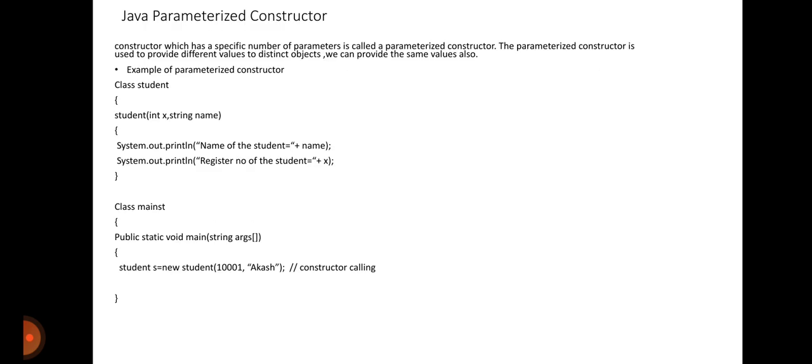Next is the parameterized constructor. A constructor which has a specific number of parameters is called the parameterized constructor. The parameterized constructor is used to provide different values to distinct objects. We can also provide the same value. That is, we can provide parameters of the same data type or of different data types. So a parameterized constructor means the class name and method name must be the same, with parameters. That is the parameterized constructor.